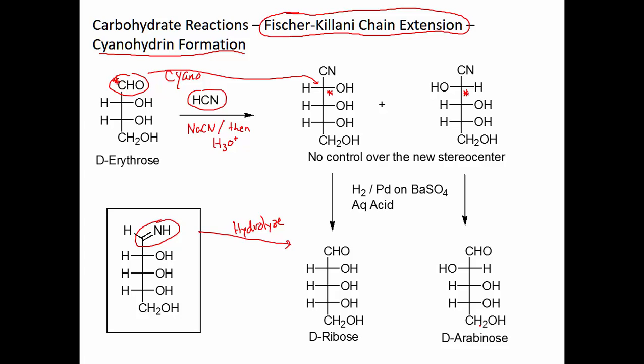Okay? And this is how the structure of these were solved. Okay? It was known that D-ribose and D-arabinose, they're both aldopentoses, but it's known that they're different only at carbon 2, right there, because they both can be prepared from D-erythrose. So that establishes that D-ribose and D-arabinose are different only at carbon 2.